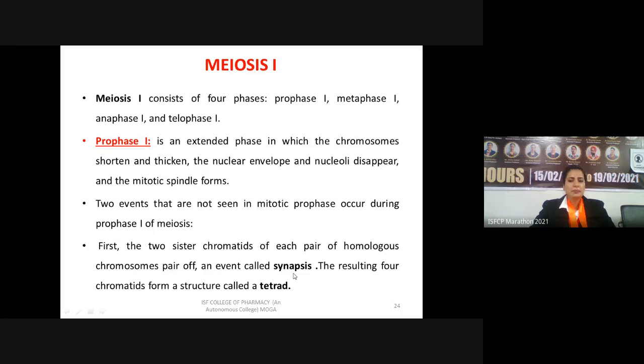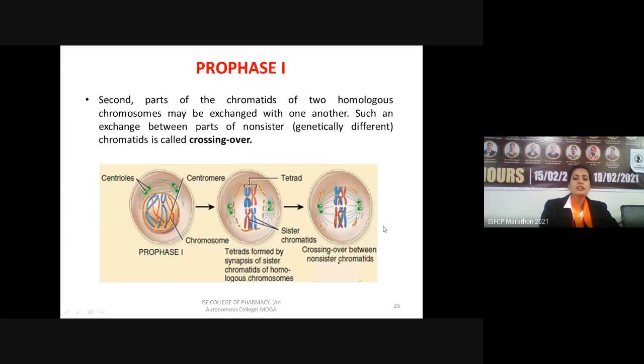So in synapsis, the pairing of the similar chromosomes takes place. This results in four chromatids, and they form a structure known as a tetrad. Here you can see in the diagram, these are the homologous chromosomes. When their pairing takes place, that is known as synapsis. This resultant structure is known as a tetrad. Tetra meaning four. So there are now four chromatids, that is a tetrad.